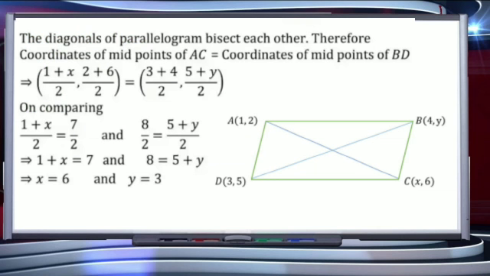We are using the property that the diagonals of the parallelogram bisect each other. Therefore, the coordinate of midpoint of AC must be equal to the coordinate of midpoint of BD. So, we know that midpoint is given by (x1 plus x2) by 2, (y1 plus y2) by 2. Similarly we are applying this result on AC and on BD. On comparing the two, we are getting (1 plus x) by 2 is equal to (3 plus 4) by 2, and (2 plus 6) by 2 is equal to (5 plus y) by 2. On solving these two equations, we are getting the value of x as 6 and y as 3.